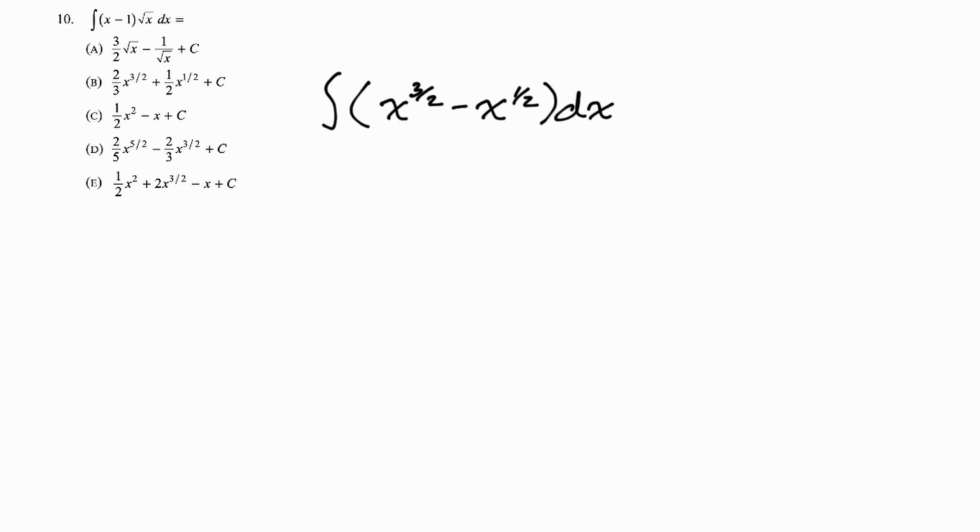So in both cases, we're just reversing the power rule. So we're going to add 1 times the reciprocal. Add 1 to 3/2, you get 5/2, so 2/5 x to the 5/2. And then add 1 to 1/2, you get 3/2, so it'll be minus 2/3 x to the 3/2, and then plus c. This is a pretty straightforward problem, but you do run into these sorts of things on the exam. So I'm going to say my answer is D.